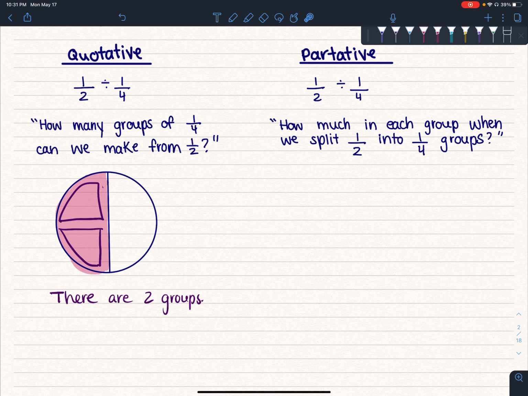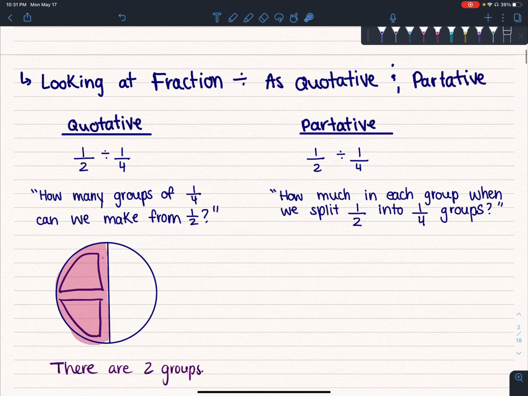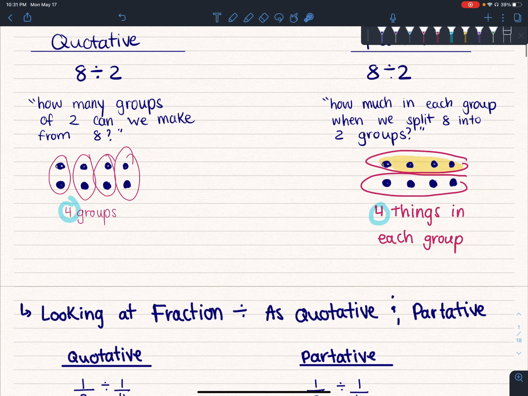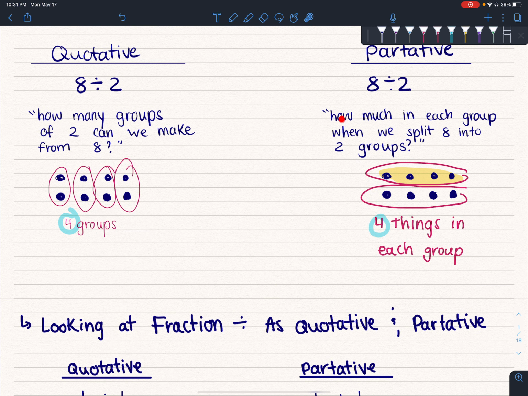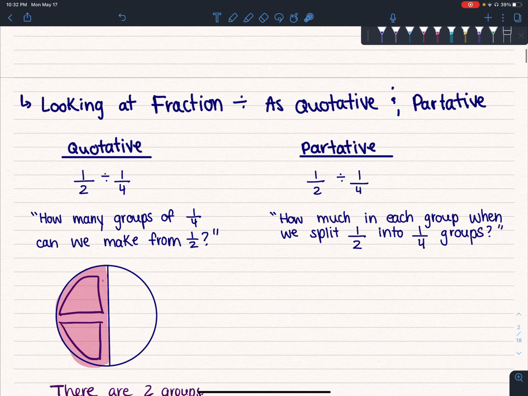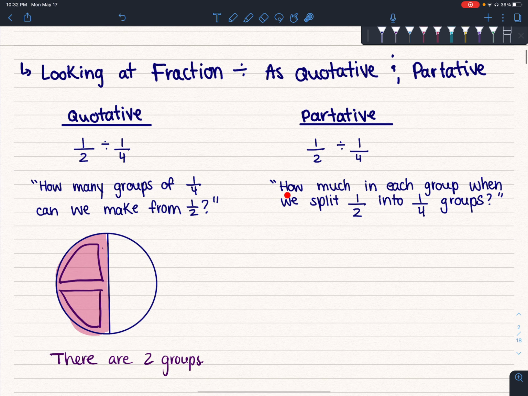So in this version, again, this is the exact same setup that we asked ourselves before. Here we said how much in each group when we split 8 into 2 groups. So we took 8 and we cut it up into 2 groups, and we're counting the number of things inside. So in this case, we're asking ourselves how much in each group when we split a half into a quarter groups.